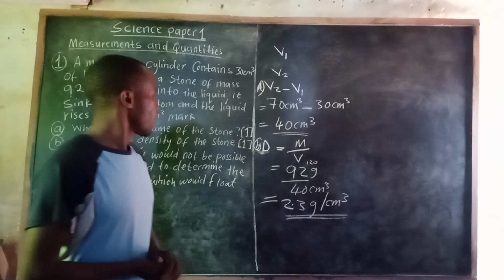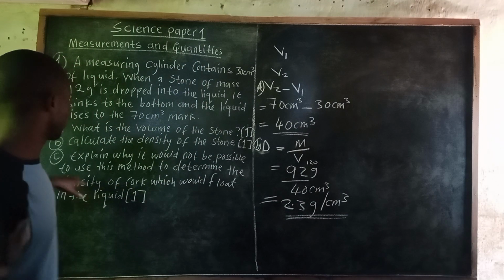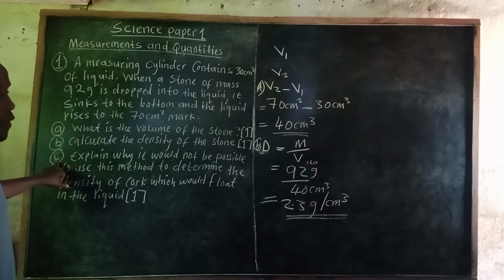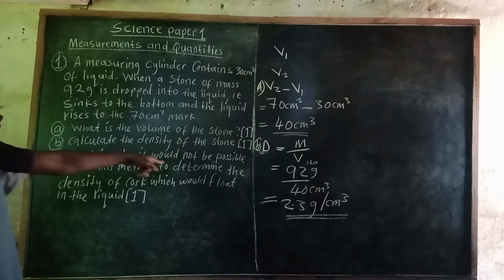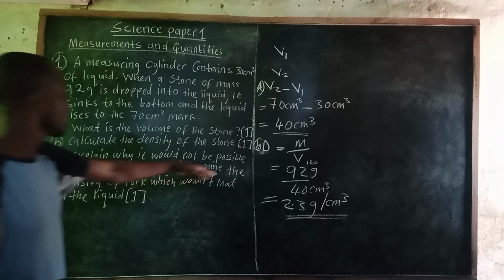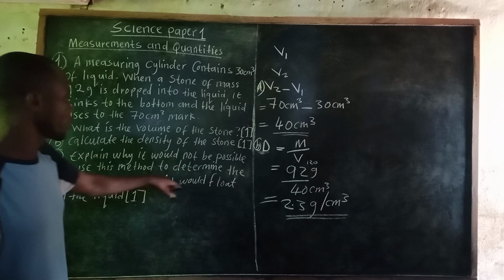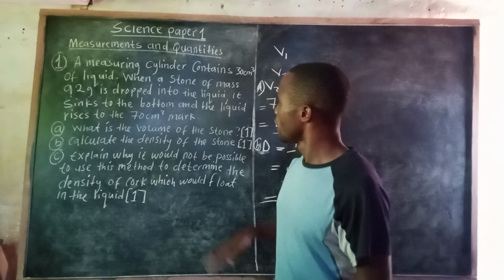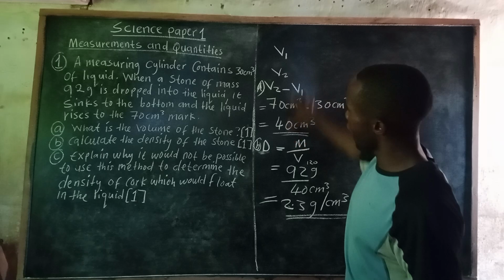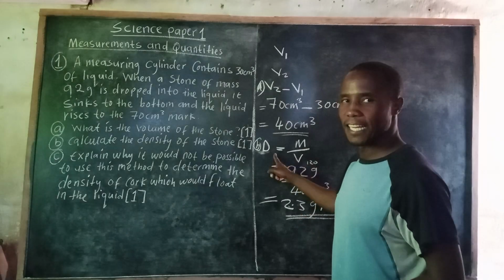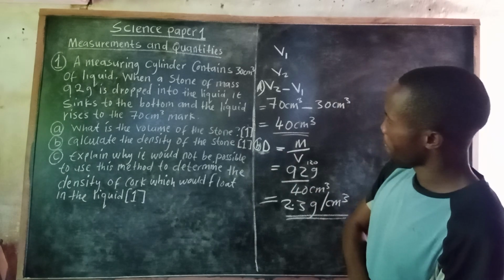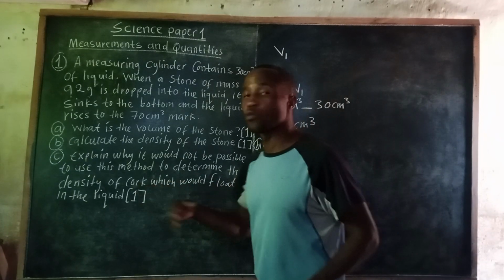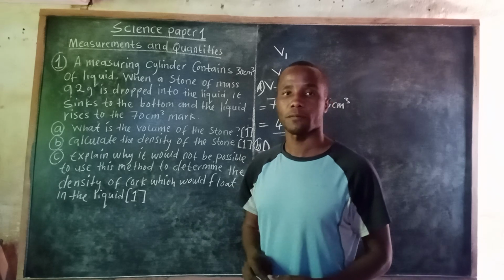Okay, so now we are coming to the last part of our question. Question C. Here now they are saying, explain why it would not be possible to use this method to determine the density of cork, which would float in the liquid. Why is it that using this method, which we were using here, was not going to be possible to determine the density of the cork, which would float in the liquid?